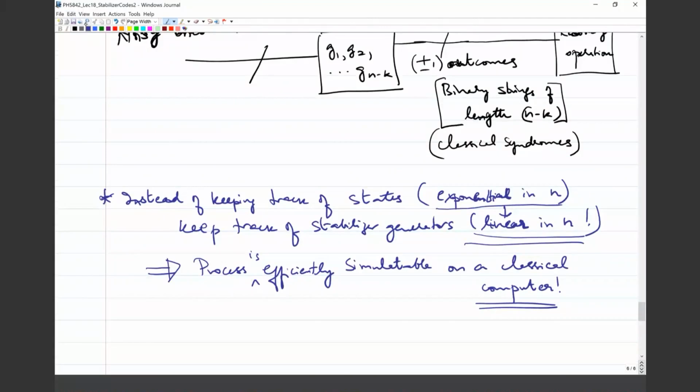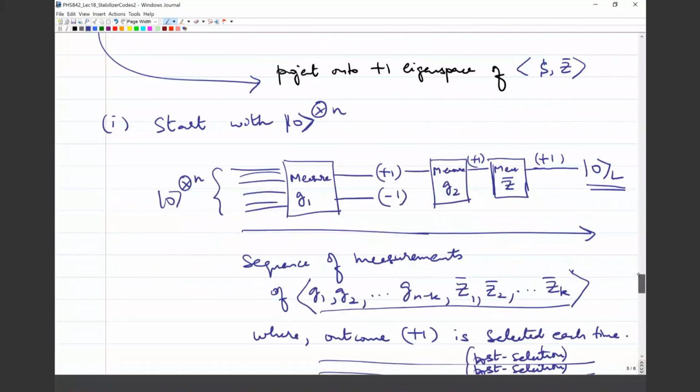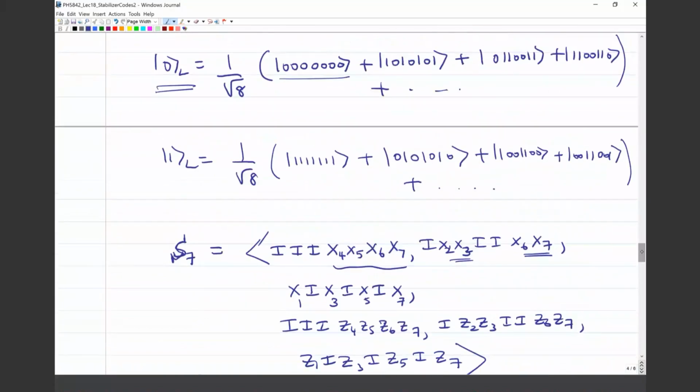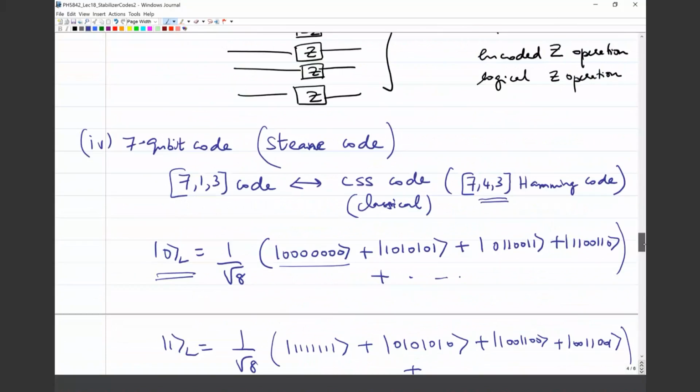Ma'am, just a few slides back, you introduced the 5, 7, and 9 qubit codes. So I wanted to know, is there any specific reason why we don't have the 6 and the 8 or anything other than those three?